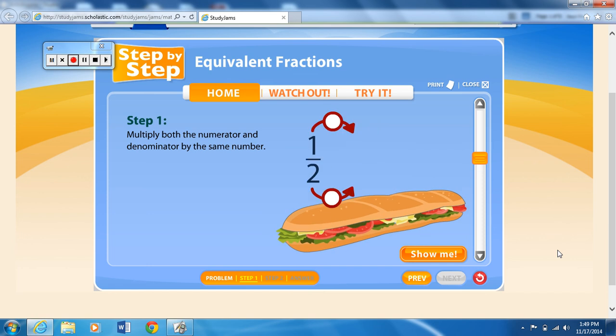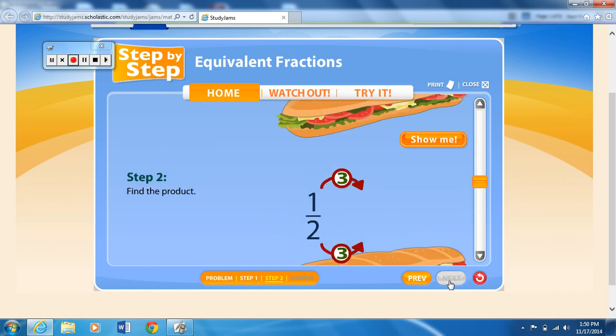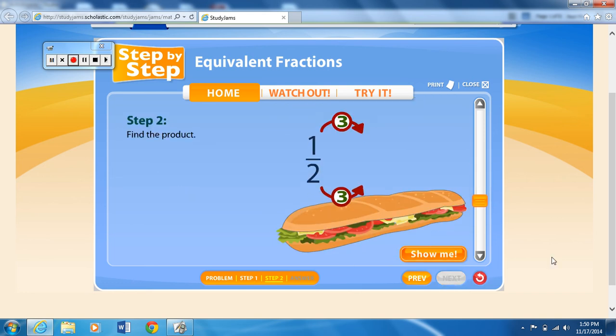First step is to multiply both the numerator and the denominator by the same number. I told Sam it doesn't matter what number you use, as long as you multiply the top and bottom with the same number. We're starting with our fraction 1/2 because that means we'll each get an equal share of the sub. Let's choose the number 3 and multiply it by the top and the bottom. Now, all we have to do is multiply to find the product. When we multiply 1/2 by 3 over 3, we get 3/6. 1/2 and 3/6 are equivalent fractions.